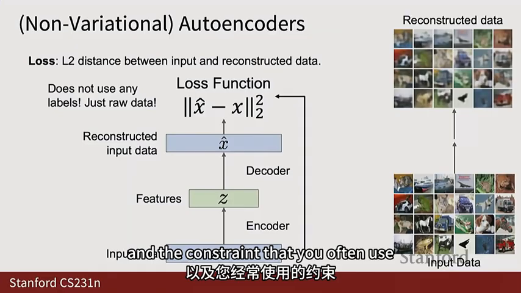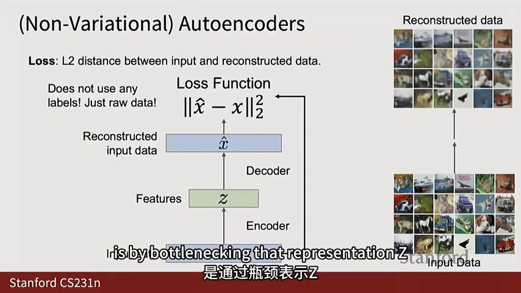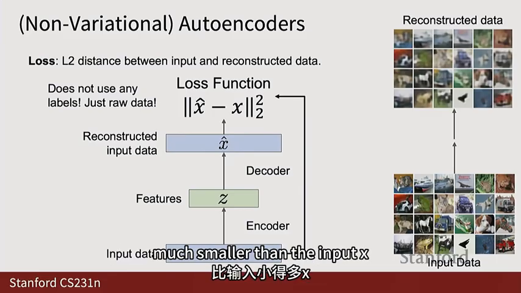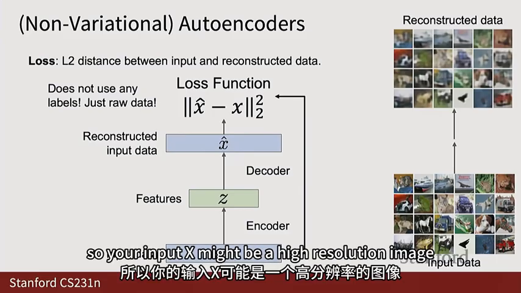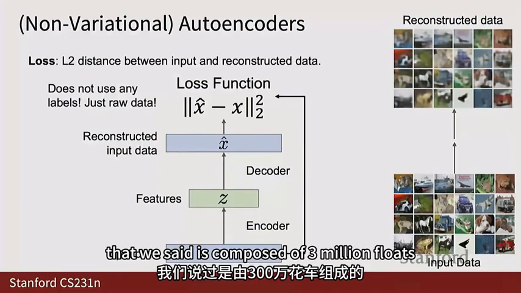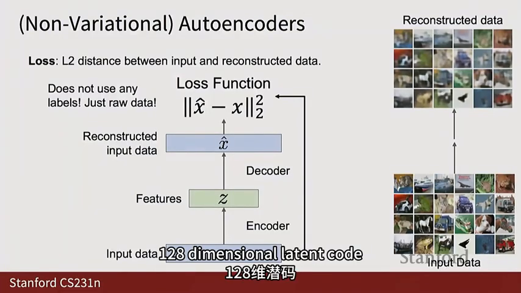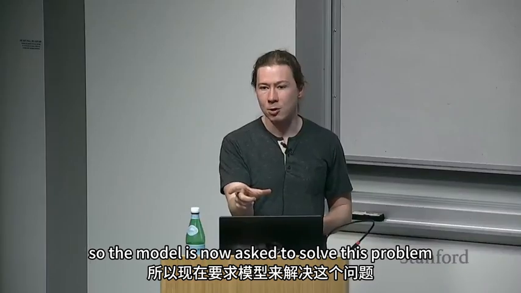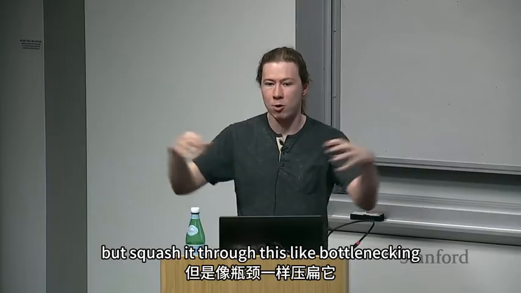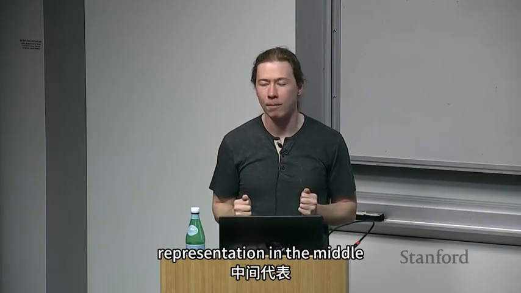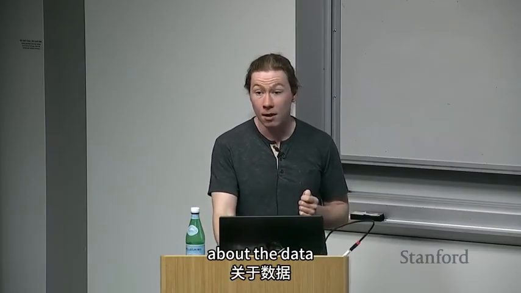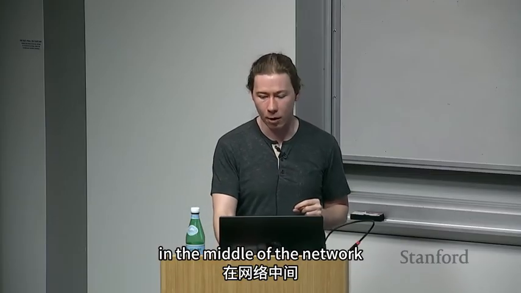And the constraint that you often use in a traditional autoencoder is by bottlenecking that representation z. In particular, that means that vector z in the middle is going to be much, much smaller than the input x. So your input x might be a high resolution image, maybe like a 1024 by 1024 image that we said is composed of 3 million floats. But then that z might be like a 128 dimensional latent code. So the model is now asked to solve this problem where I want to reconstruct the data x, but squash it through this bottlenecking representation in the middle. And we hope that this is going to force the model to learn some non-trivial structure about the data.